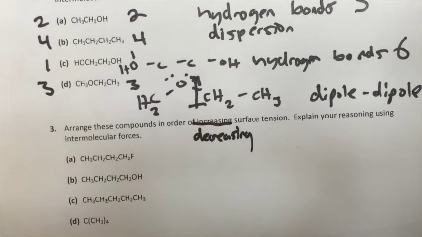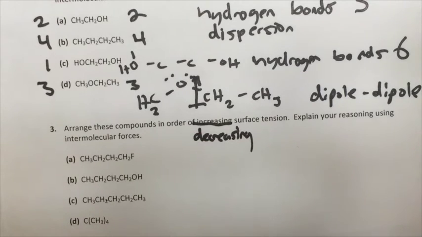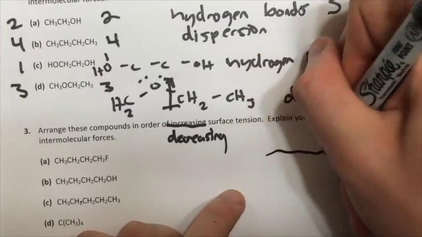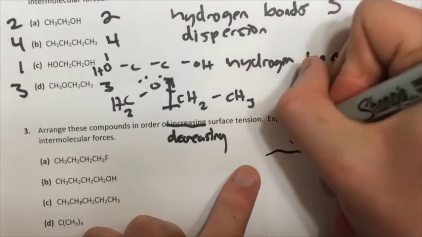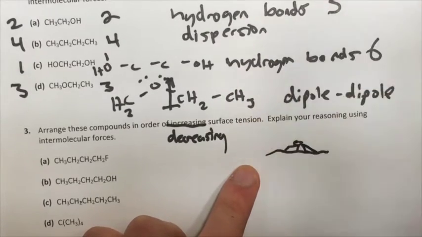So in this case, 1 would have the highest surface tension. I don't believe I've talked about surface tension yet. Surface tension is basically when a liquid resists an object placed on top of it. If you've ever been to a pond or a lake, you always see these little water bugs that can basically walk on water.